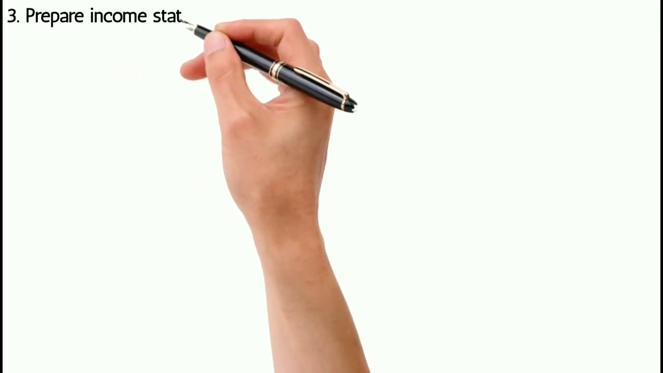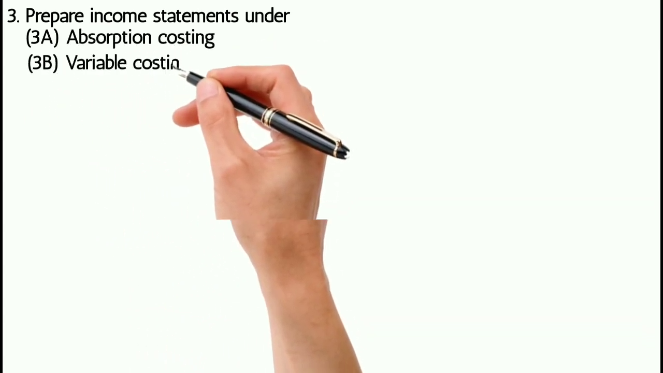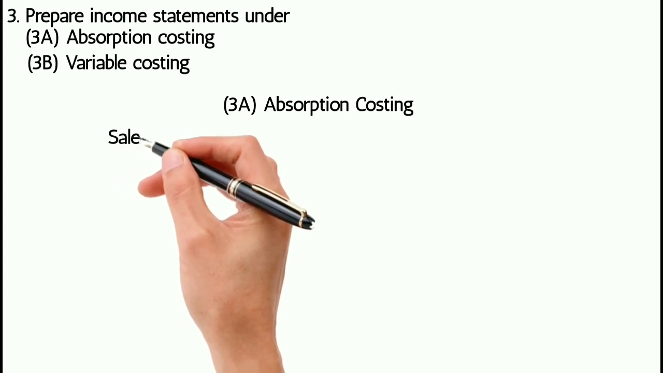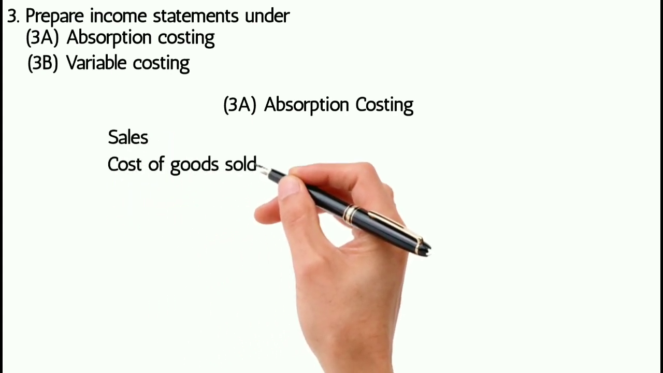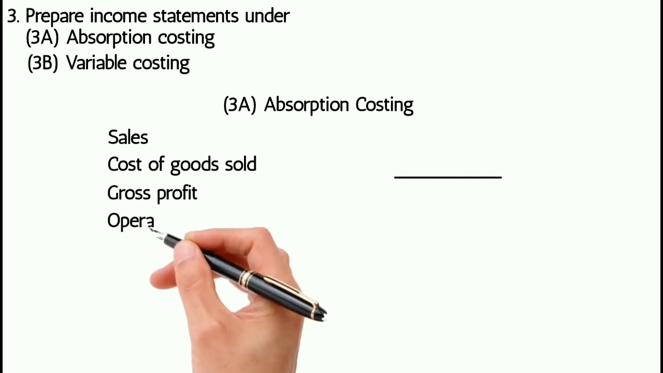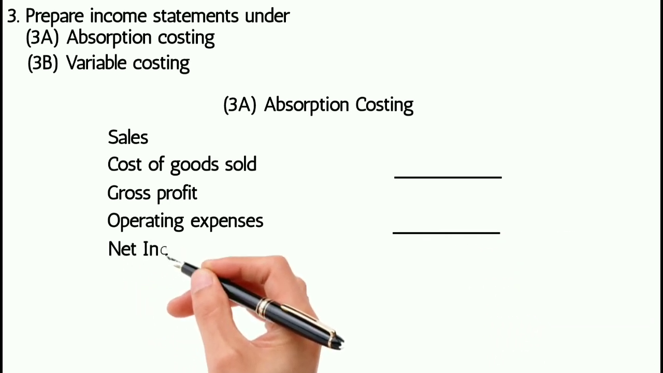Next, requirement number 3, prepare income statements under absorption costing and variable costing. So here, i-compute natin yung net income under each costing method. Unahin natin yung net income under absorption costing. Sales minus cost of goods sold, that is equal to gross profit, minus operating expenses, that is equal to net income.